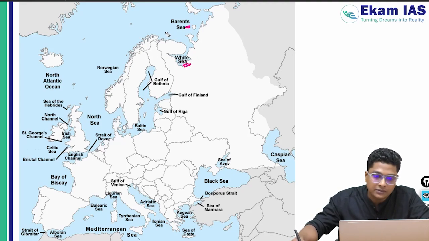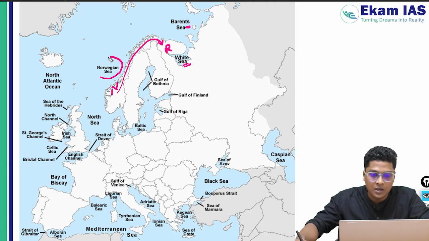As we come toward this region, this is called Scandinavia, and this is Norway. This is Norway, which is sharing a border with Russia. Here we have the Norwegian Sea. So the Barents Sea, the Norwegian Sea, and also the White Sea.